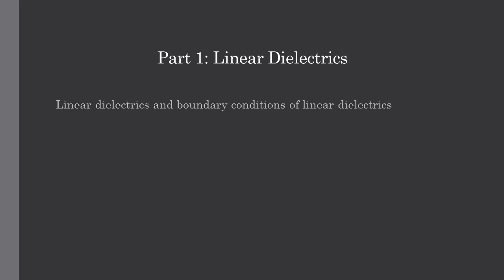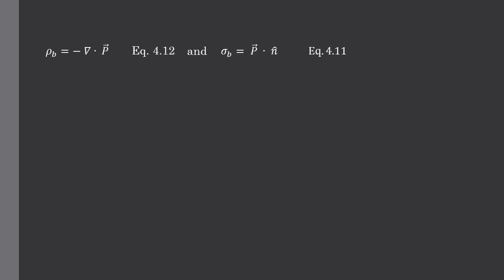The first part is over linear dielectrics. We begin by thinking about polarization. Polarization is a macroscopic property caused by the individual electric dipoles that form when an electric field is going through your dielectric. So the polarization is the macroscopic property. We use capital P for that.